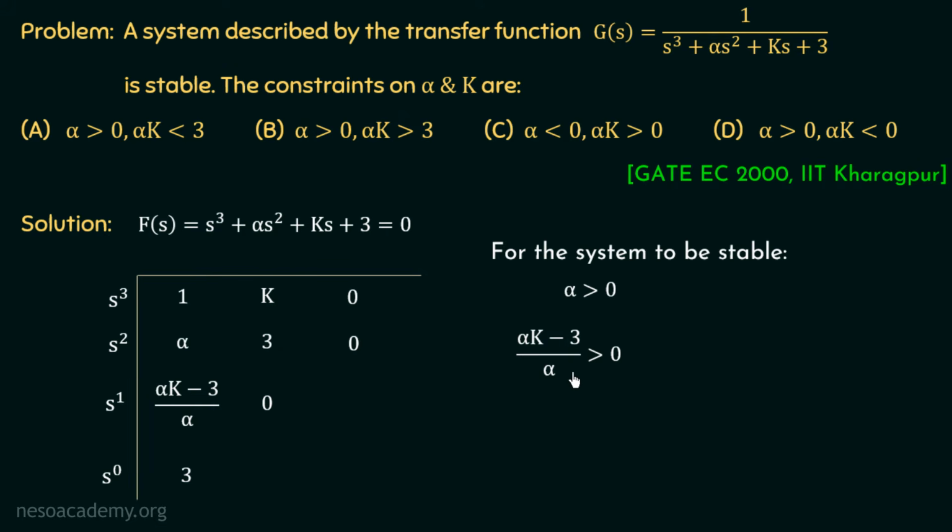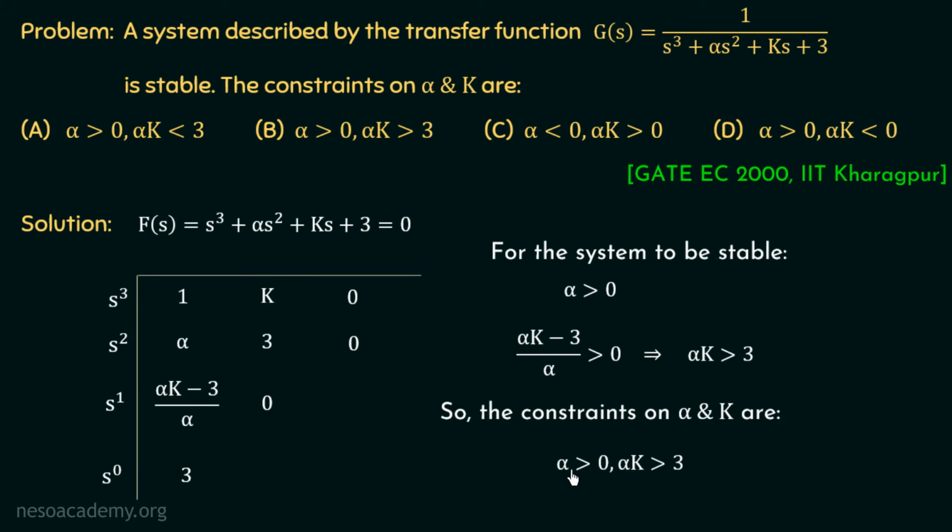If we simplify this term, we will have alpha k greater than 3. So from these two inequations, we can say that the constraints on alpha and k are alpha should be greater than 0 and alpha k should be greater than 3. In this way, option B is the correct answer.